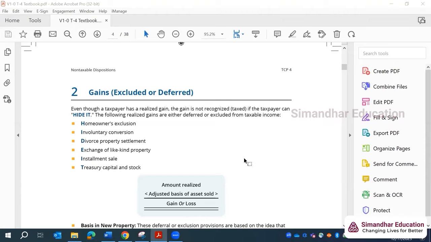Now remember, the homeowners exclusion is only available on a gain transaction. That means you are selling the property for more than the basis that you have in the property. Okay? If there is a loss, then you are allowed to take that loss. On personal property, sometimes it is difficult to take the loss, but you're allowed to take the loss. But the homeowners exclusion is on the exclusion of the gain.